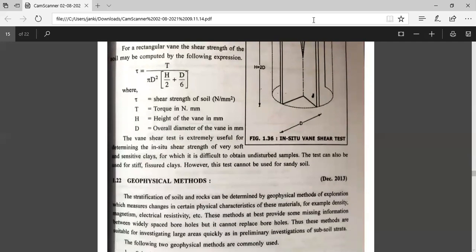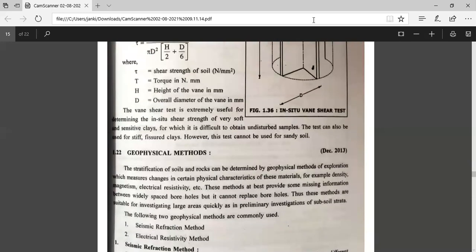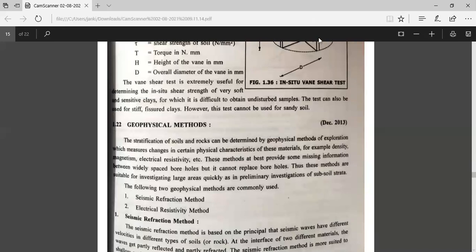The vane shear test is extremely useful for determining in situ shear strength of very soft and sensitive clays, for which it is very difficult to obtain undisturbed samples. The test can also be used for stiff fissured clays. However, this test cannot be used for sandy soils. So we can stop our lecture here. We will continue after this lecture.